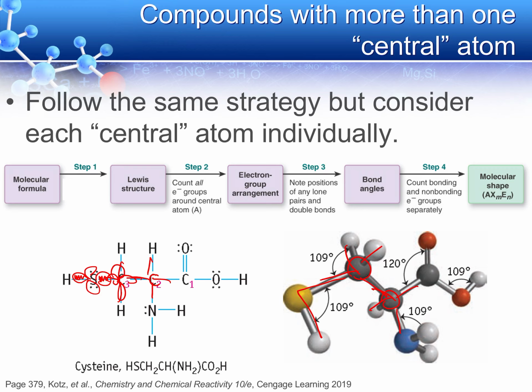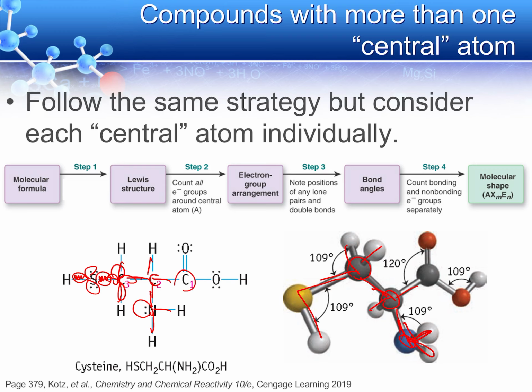Let's go here to the nitrogen. The nitrogen has 1, 2, 3, 4. So its electron pair arrangement is tetrahedral, but it's 3 bonds, 1 lone pair. So that means it's trigonal pyramidal, and we can see right here if you look at this nitrogen, 1, 2, 3, it's a trigonal pyramidal shape.